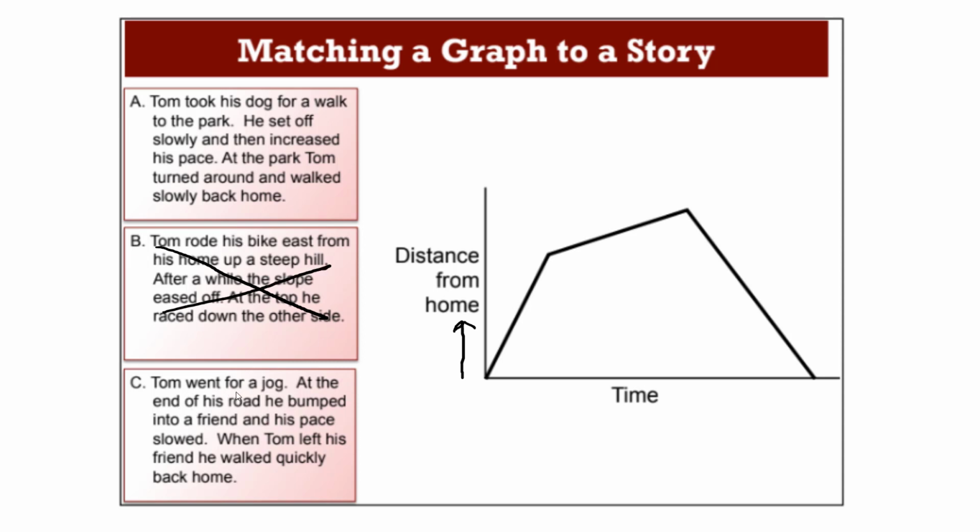Now, Tom went for a jog. At the end of the road, he bumped into a friend and his pace slowed. So that means he was going fast, and then he slowed down when he met his friend. So we can see that that fits, and he met his friend about here. When Tom left his friend, he walked quickly back home. So look, he's going back to where he started. So the line goes down. And see, that line is still steep. Even though it's going down, that line's fast. So it fits that Tom is walking home quickly.